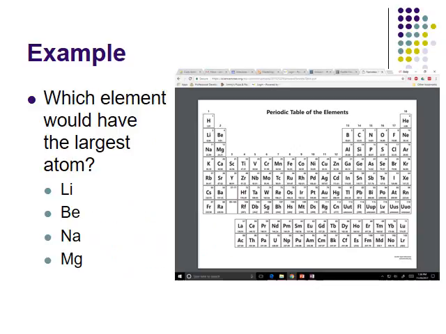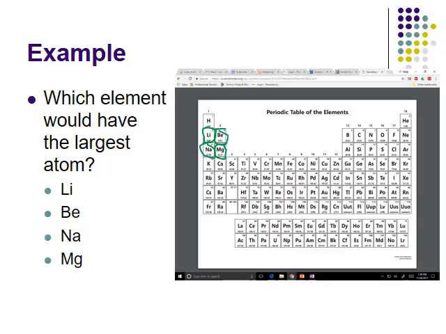So looking at the periodic table, a great question would be: which element would have the largest atoms? First thing we're going to do is track down our atoms here. So I see we have lithium, beryllium, sodium, and magnesium. So we're kind of in this little corner here. Now, which atom would be the largest?